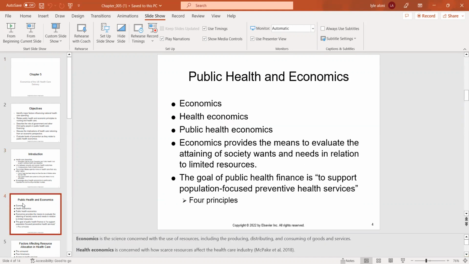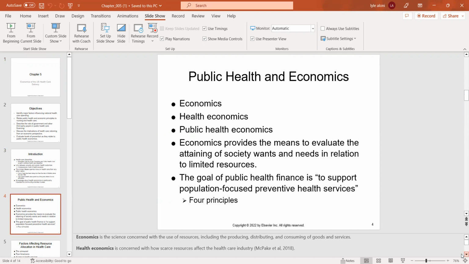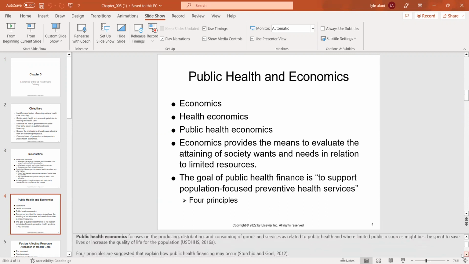Now, public health economics is the science concerned with the use of resources, including the producing, distributing, and consuming of goods and services. Health economics is really concerned with how scarce resources are affecting our healthcare industry. Public health economics focuses on the production, distribution, and consuming of goods and services as they relate to public health and where limited public resources may be best saved.